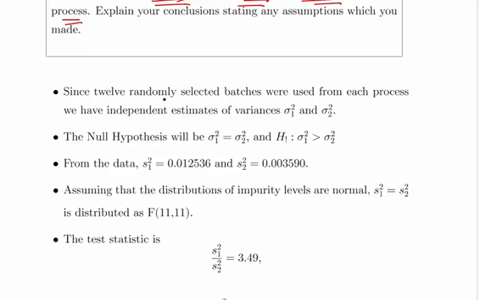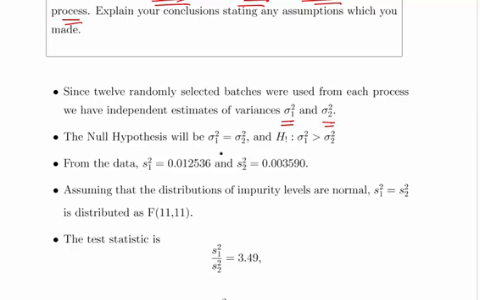So since 12 randomly selected batches were used for each of the two processes, we have independent estimates of the variances sigma 1 squared and sigma 2 squared. Now just remember, we're going to use the sample variances, which are derived from sample standard deviations. We just have to square those values.